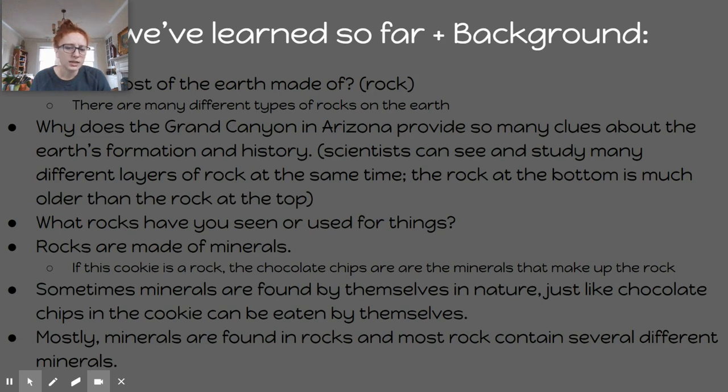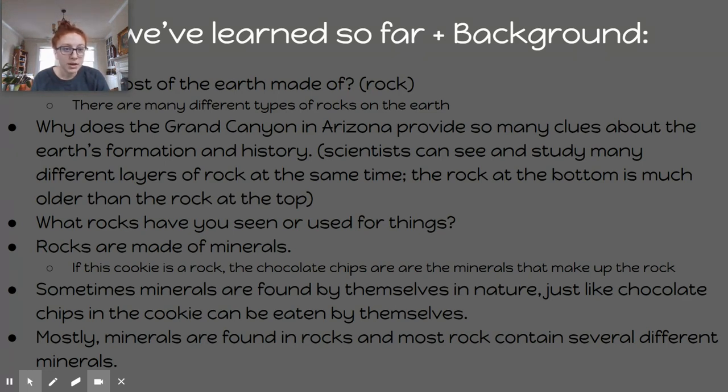What rocks have you seen or used for things? Bricks for buildings. Maybe diamonds on rings, or if you've ever seen a path to your house might have stone or rock. Okay, all sorts of things.